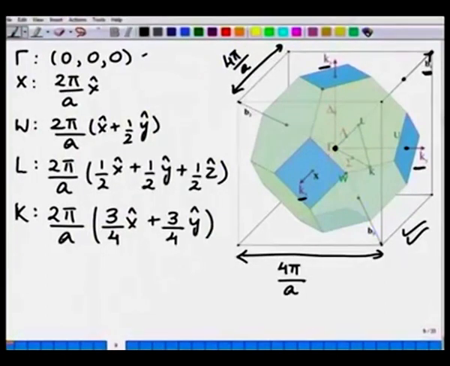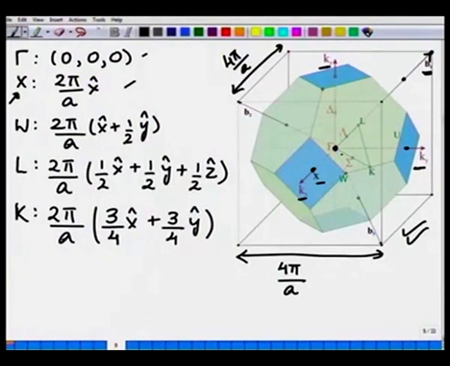Using this as a reference, let us look at the X point. The X point is shown right here. So what is the X point? This X point is simply 2 pi by a x hat, since 4 pi by a is the lattice parameter. The coordinates of this point are 2 pi by a in the x hat direction and 0, 0 in the y and z directions. Whatever is not written is 0. So from gamma to X, this is the vector.